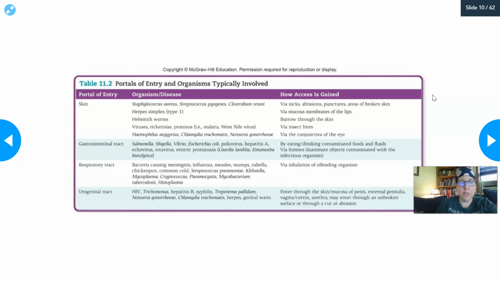And then your urogenital tract. They enter either through the skin or mucosa of the penis, the external genitalia, vaginal cervix, or urethra. They may enter through unbroken surfaces or through a cut or abrasion. So this is HIV, trichomonas, hepatitis B, syphilis, Treponema pallidum, Neisseria gonorrhea, chlamydia trachomatis, herpes, and genital warts.